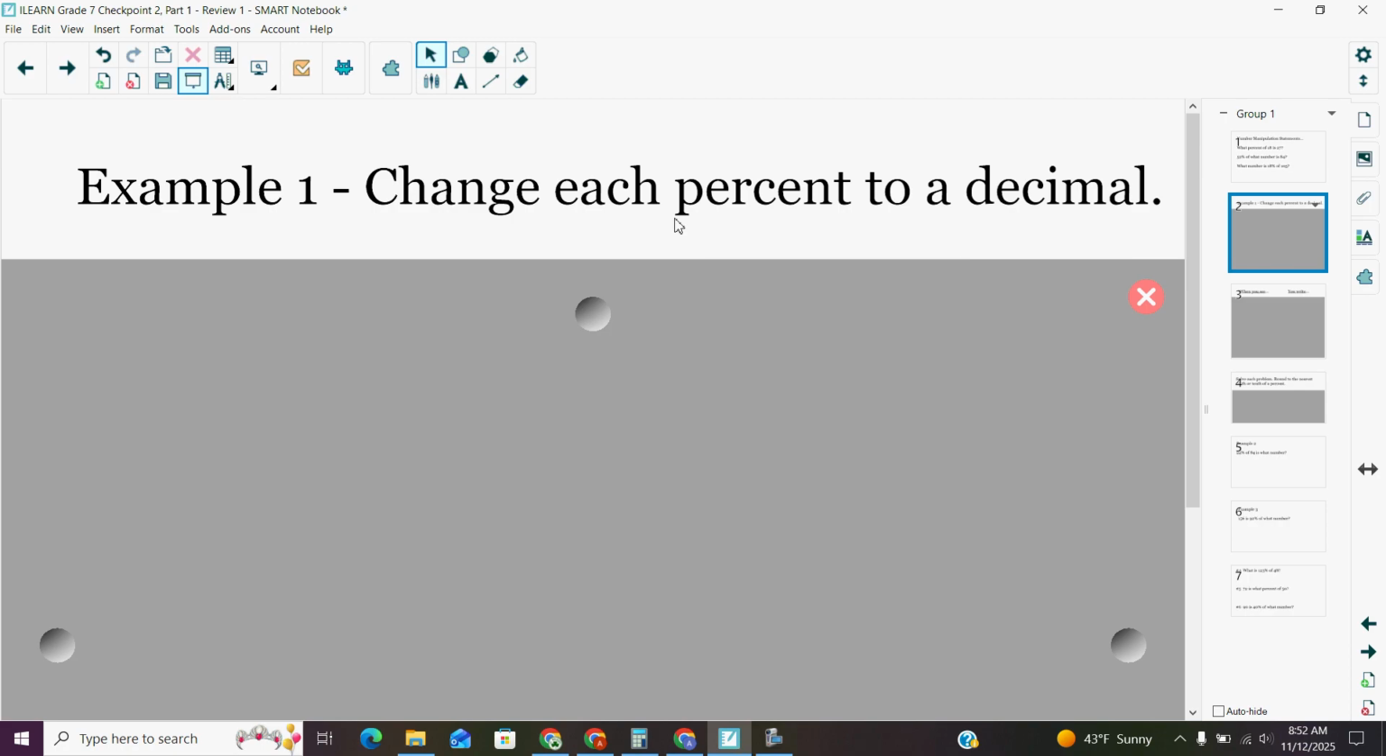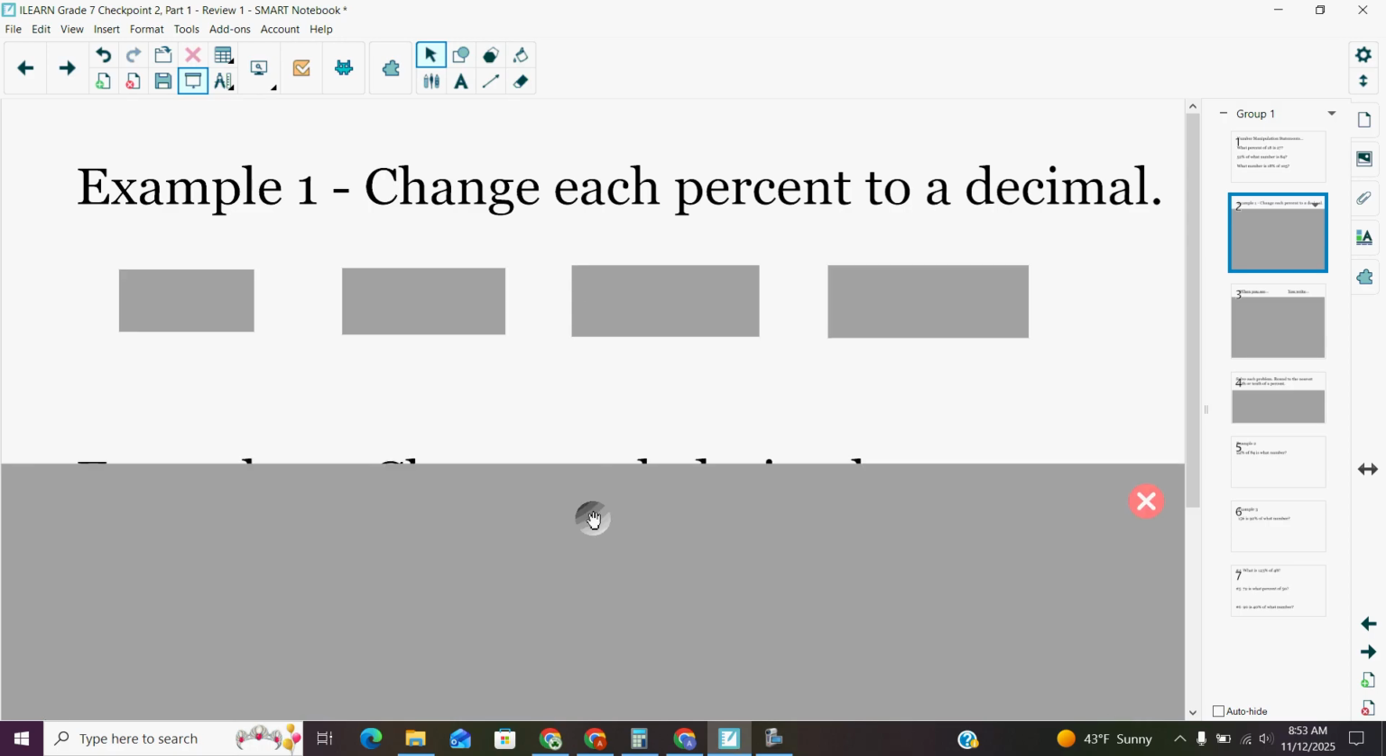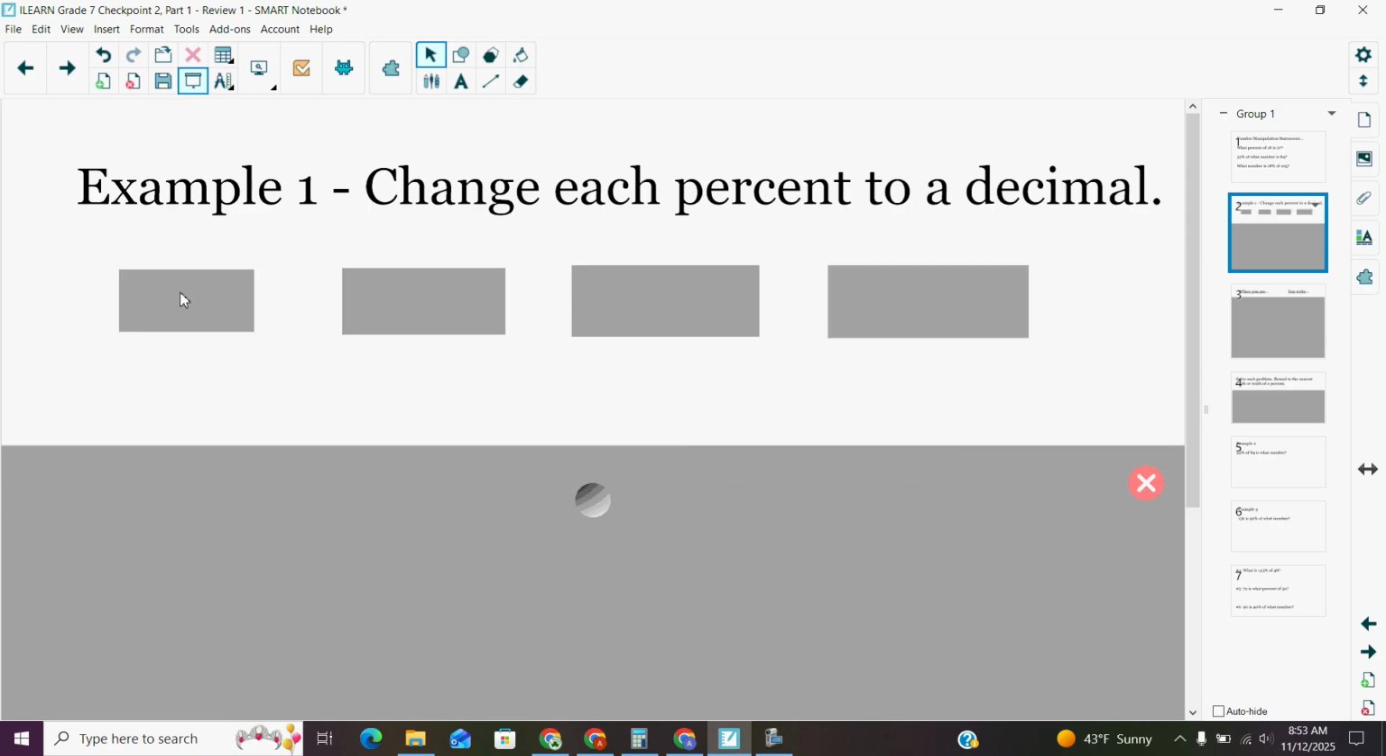First of all, let's talk about percents in general. So example one, this should go in your notes, and really the rest of what we look at will go in your notes. Example one, first thing, let's make sure we know how to change from a percent to a decimal. And example two, we're going to change from a decimal to a percent. So example one, we're going to change each of these percents to a decimal.